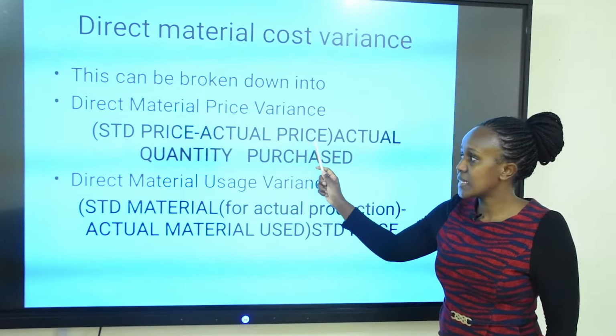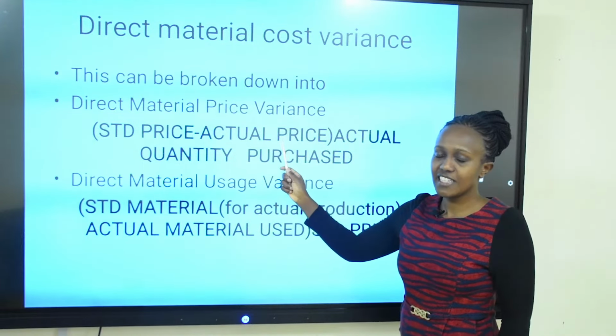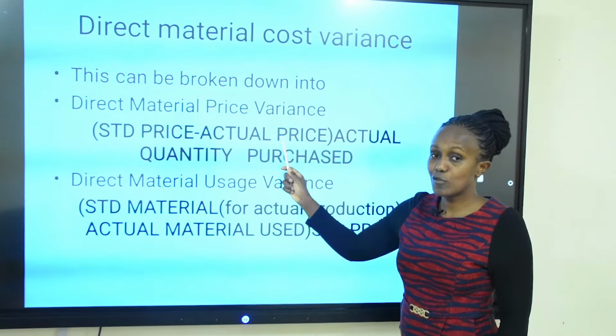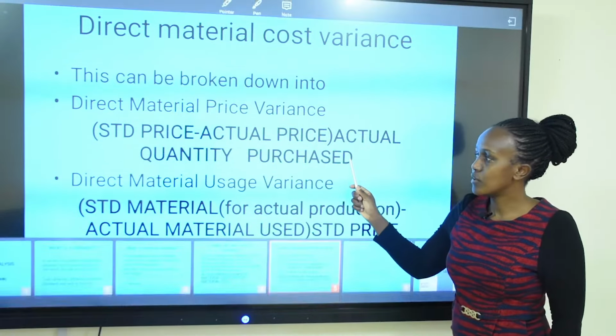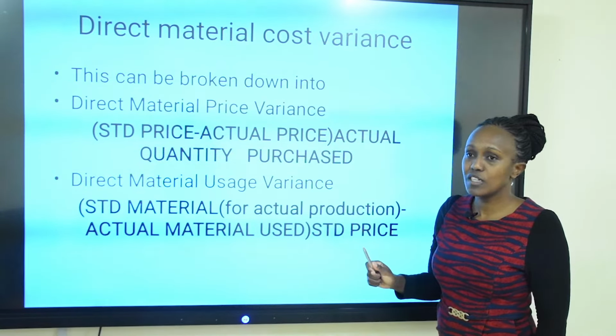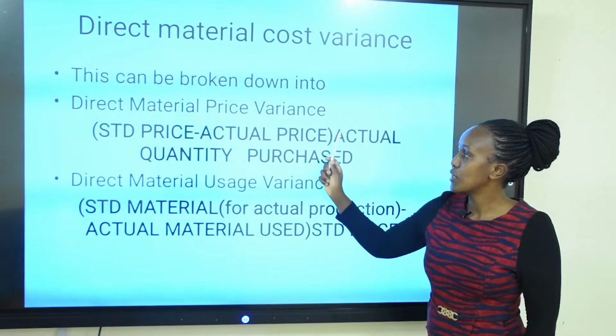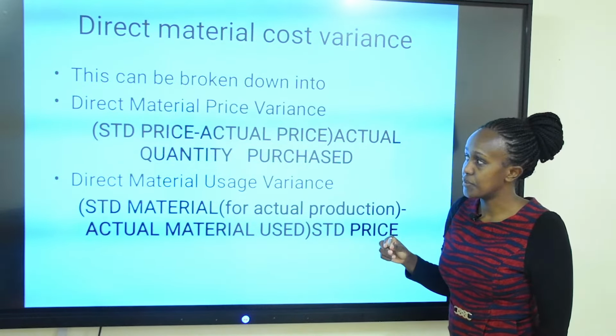So if you are planning to buy something at 10 shillings and you end up buying at 12 shillings, there's a variance of 2 shillings for every item you buy. Then you multiply by the number of units that you have bought. So if you have bought 100 units, then the variance is going to be 2 multiplied by 100, which is 2,000 unfavorable.